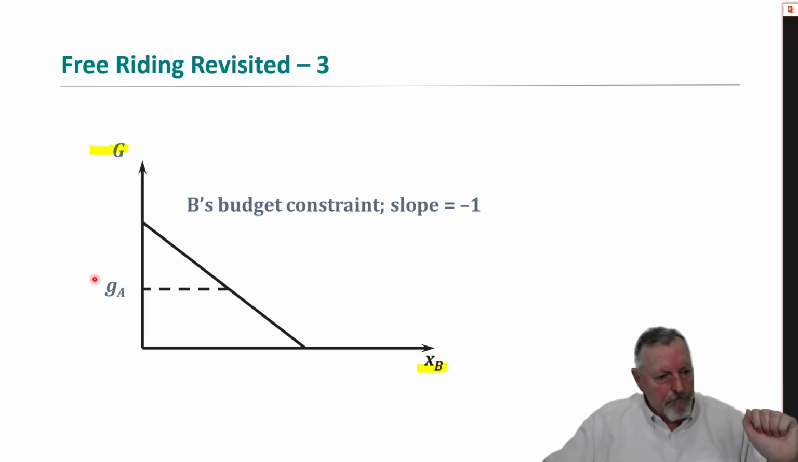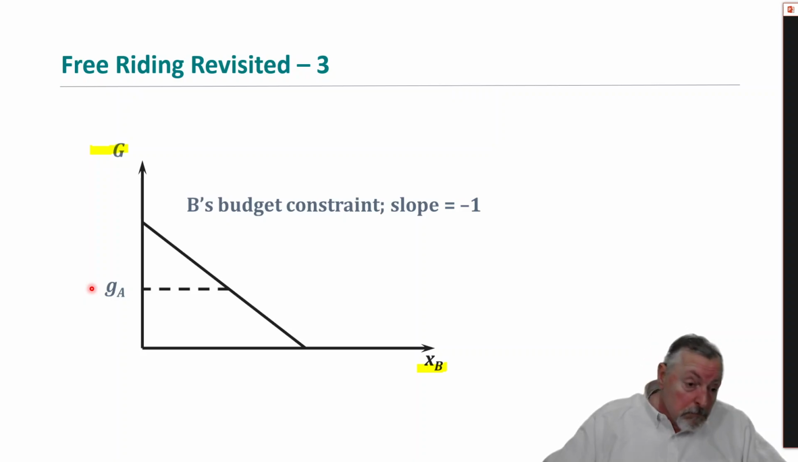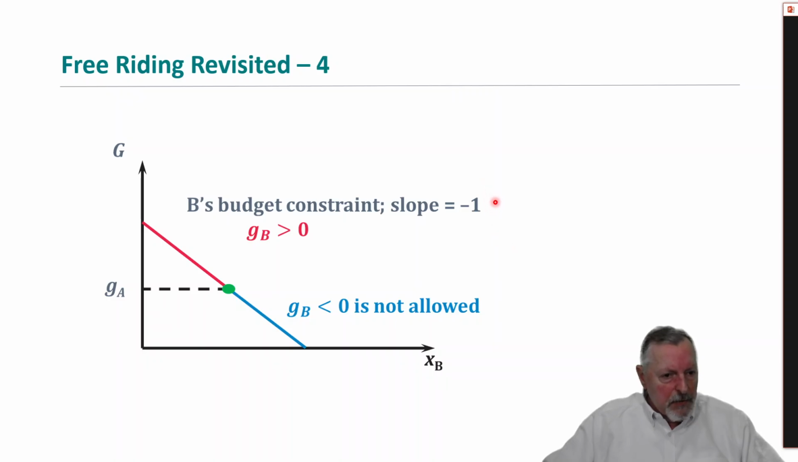But these are public goods. Person A has already decided to purchase this quantity of the public good. That makes person B's budget constraint this segment, the red segment of the budget line, because person B cannot provide a negative amount of the public good. Player B's budget constraint is limited to this segment.